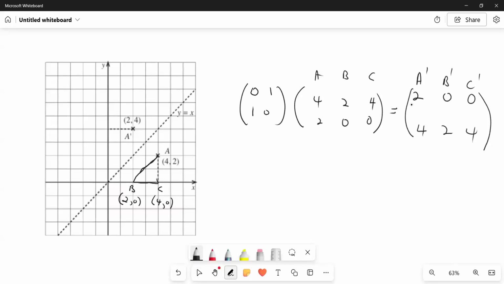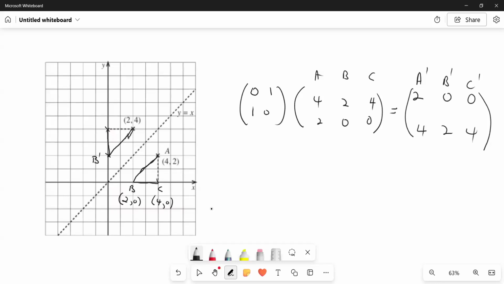And if you were to draw this, so we got 2, 4 here already. We want 0, 2 now. 0, 2 is going to be here. That's going to be B prime. And C prime is going to be 0, 4, which is there, right? So it does look like the image, right? It does look like the image.